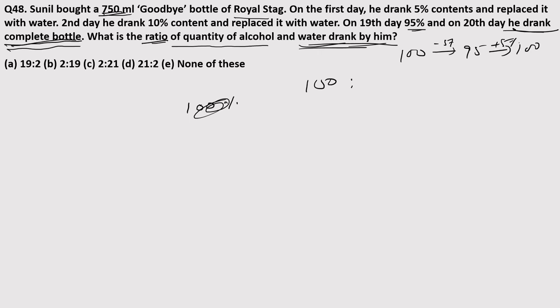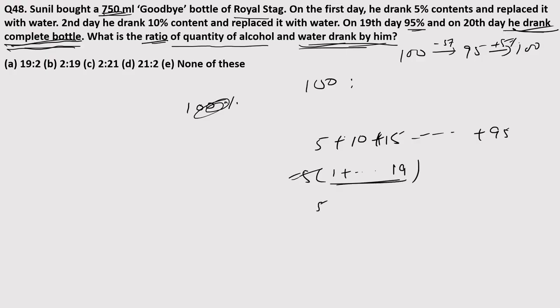So total water drank by him is simply 5 plus 10 plus 15, like this it will go on till 95, because on the last day he is drinking the complete bottle, so he will not add another 5. Okay, so till 95. Now if I take 5 common, it is coming out to be 1 plus dot dot up to 19. This summation is how much? 19 natural numbers is 19 into 20 by 2, n into n plus 1 by 2.